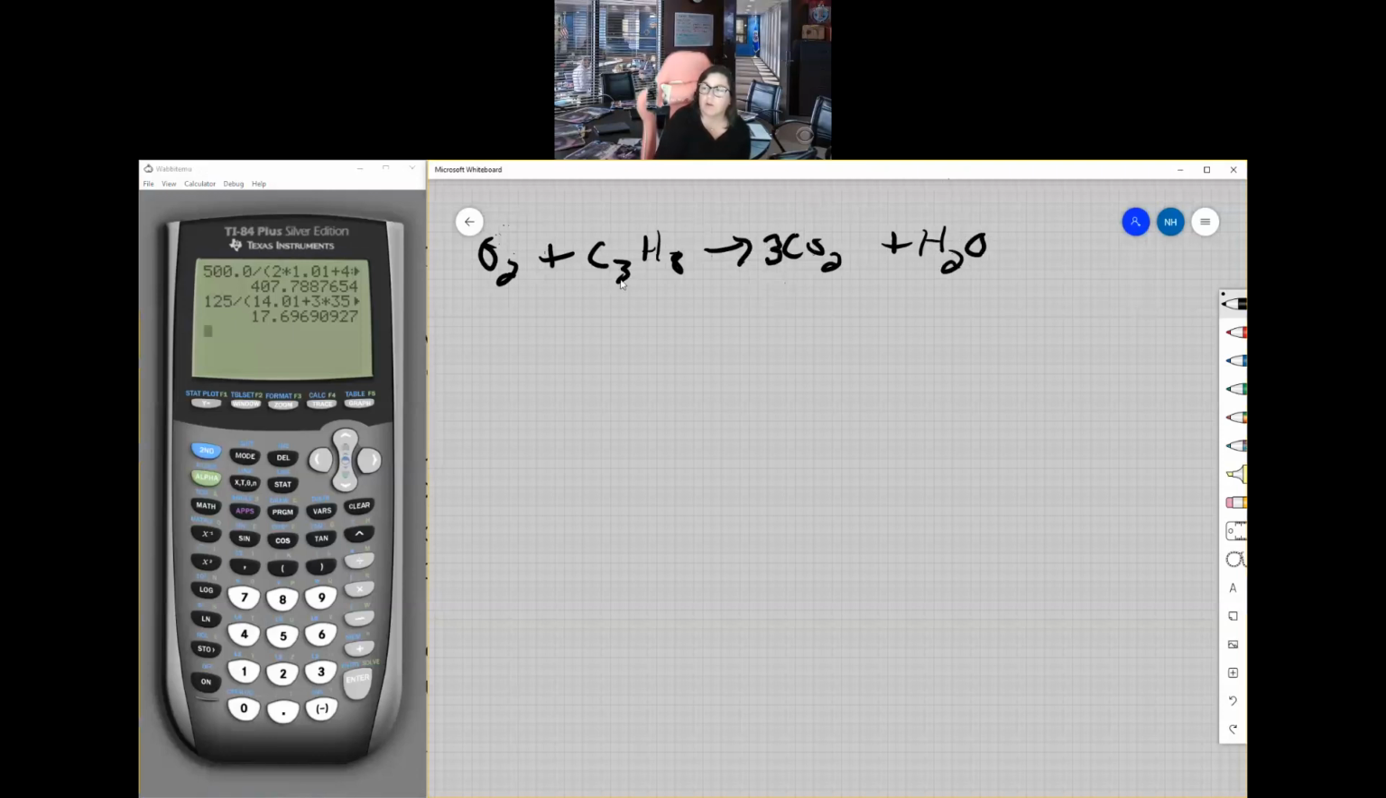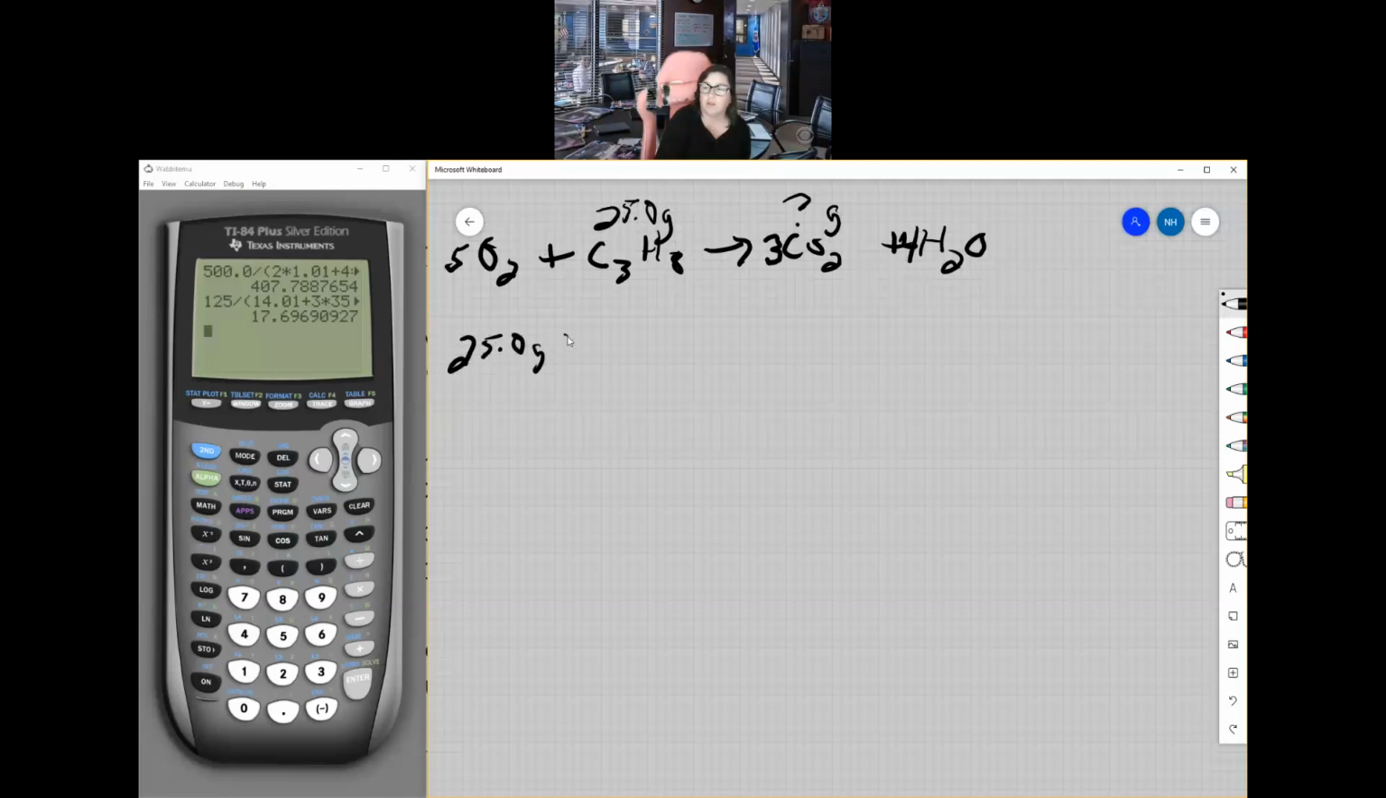So the 3 carbons, because there's 3 carbons here, I have 8 hydrogens. So I need to multiply this by 4. That gives me 8 and 8. That gives me 4 oxygen there, plus 6 is 10 oxygen, so this needs to be a 5. Okay. Ooh, I balanced that. Alright. I have 25.0 grams of propane that's used to do this. I don't know how much carbon dioxide.